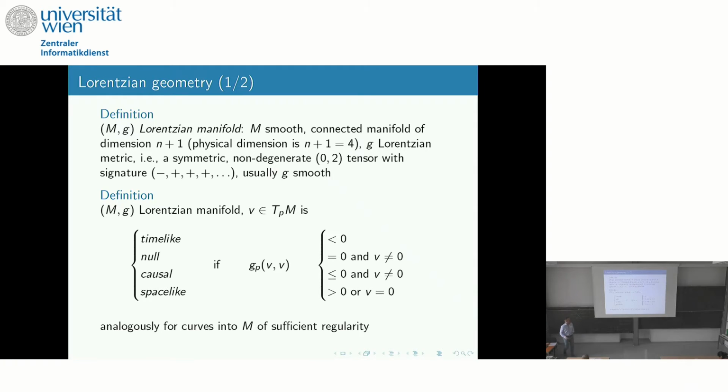And analogously for curves. If you have a curve which is C1, piecewise C1 or Lipschitz, you say that it is timelike if almost everywhere the tangent vector is timelike, and analogously for all the others. Then given a curve of enough regularity, you can define the length of the curve just by integrating the square root. Since g can be negative, you take the modulus of g(gamma dot, gamma dot).